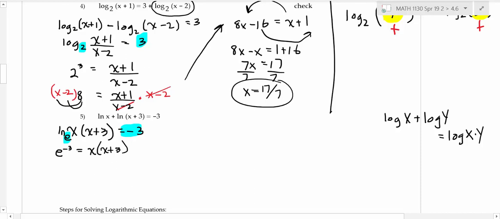Okay, now you got to solve that equation. This is going to be a quadratic equation. You'll have e to the negative 3 equals x to the second plus 3x. Okay, it's quadratic, so you got to get one side equal to 0. So you want to go ahead and just move the e to the negative 3 to the other side. You can leave it as a negative exponent if you want to, but you would get 0 equals x to the second plus 3x minus e to the negative 3.